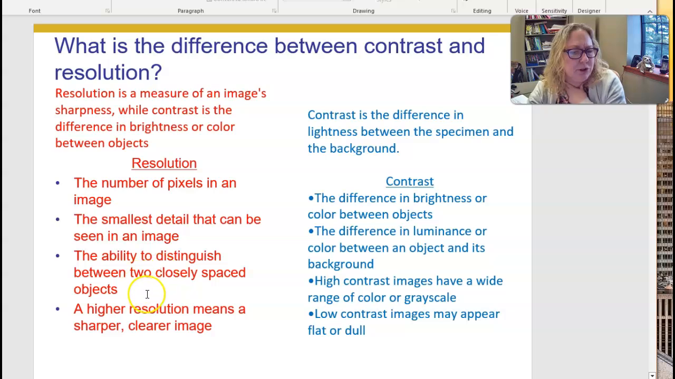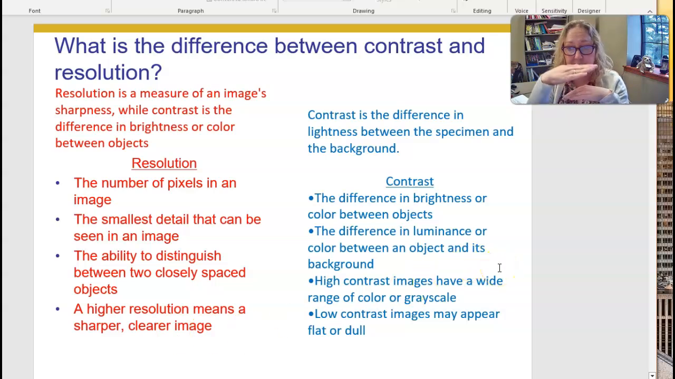The ability to distinguish between two closely spaced objects. Is it a bunch of little foci that look like a rod, or is it an actual rod? Can you distinguish what's going on? A higher resolution means a sharper image. All of a sudden it comes sharp. Oh, okay, now I can see it.